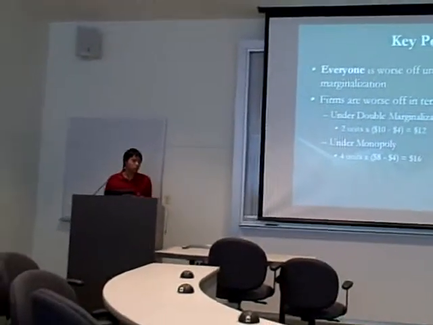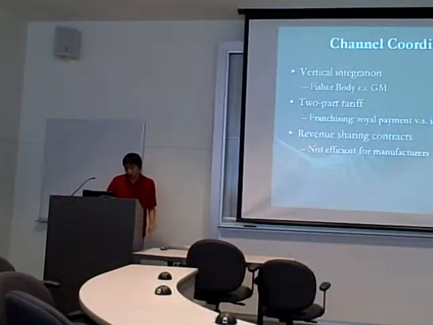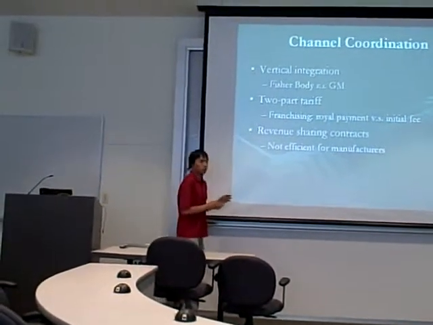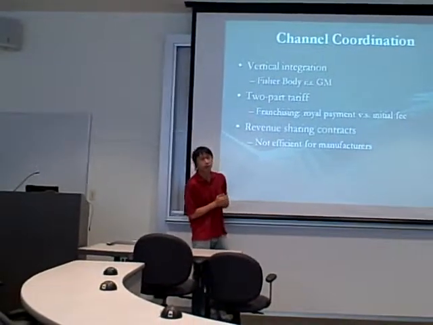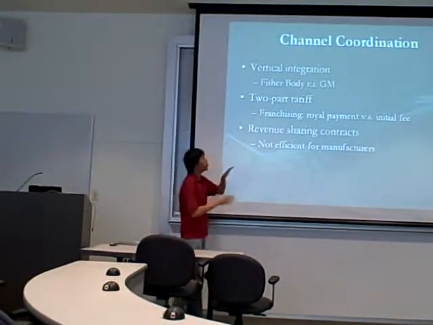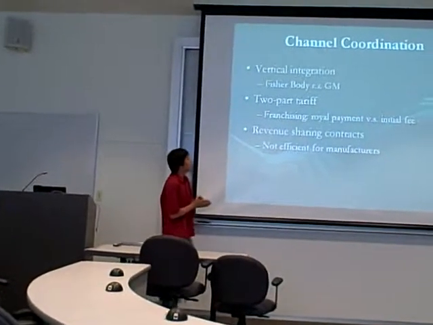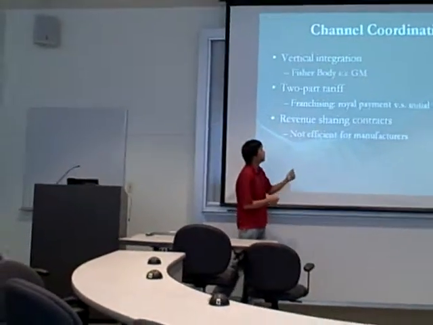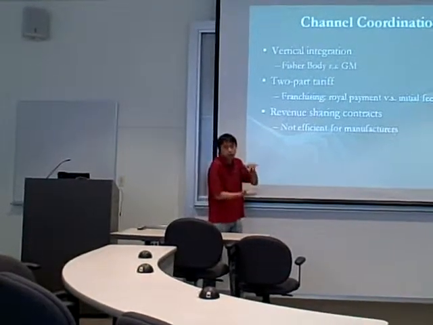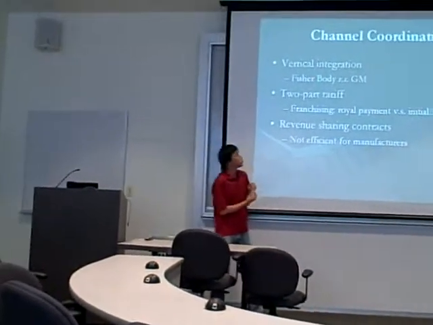So there must be some ways to coordinate the two parts, or else this kind of market inefficiency will occur for sure. Basically, there are three ways. The first is vertical integration. The very famous example is Fisher Body versus GM. Fisher Body produces car bodies for GM, and GM purchases car bodies, produces cars and sells them. Then we can call Fisher Body the manufacturer and GM the retailer. So in the end, GM purchased Fisher Body to achieve this kind of channel coordination.